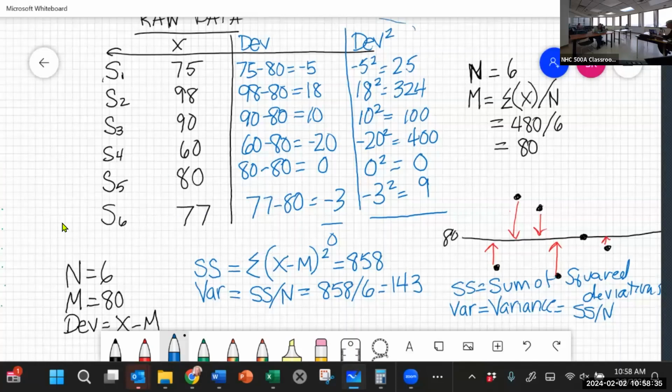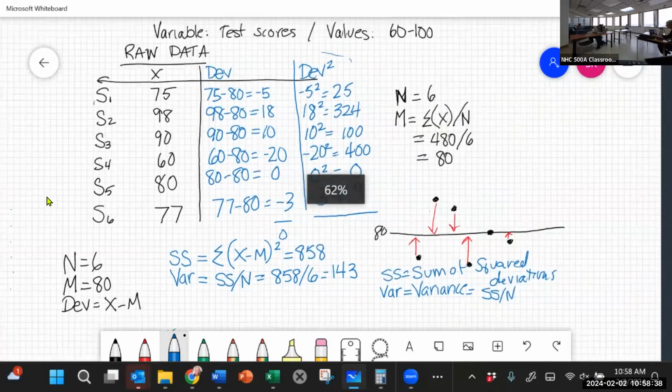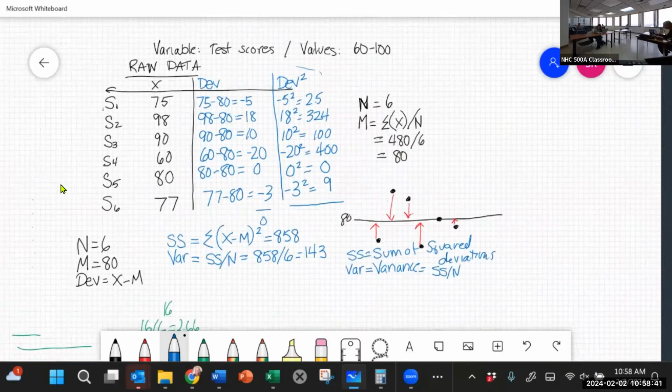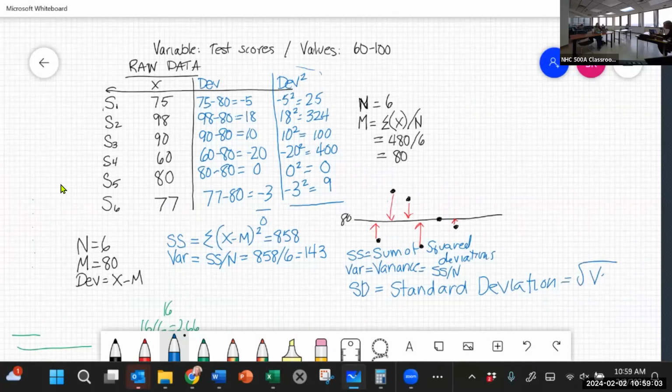Our last step to get our standard deviation, the way we're calculating it now, we abbreviate it SD, equals standard deviation, and the formula is always just the square root of the variance, okay? Square root of the variance. Standard deviation equals square root of variance equals, let's find out.